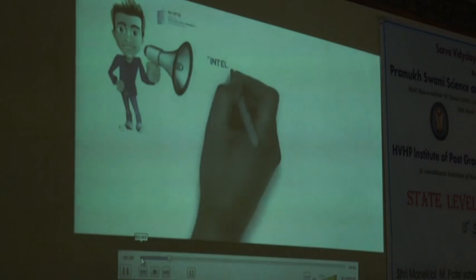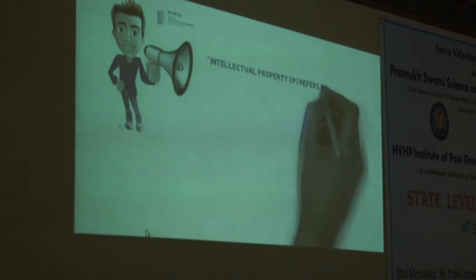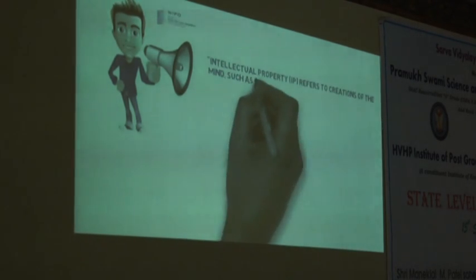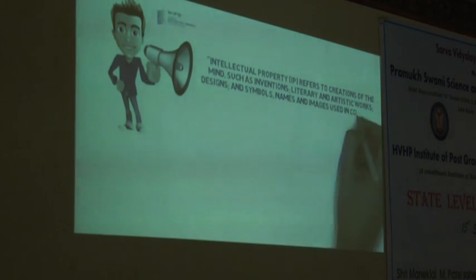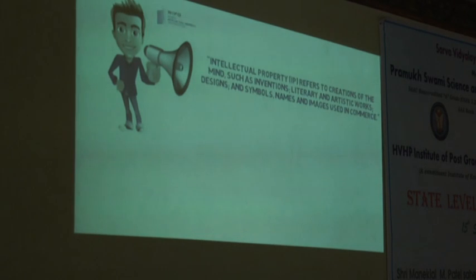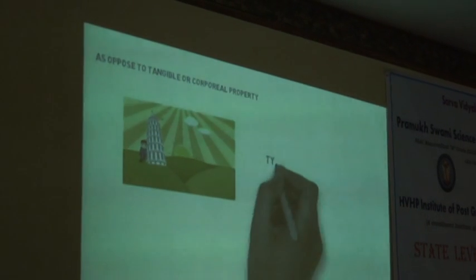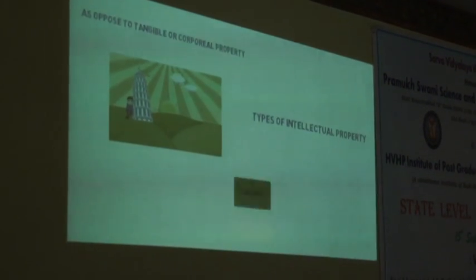World Intellectual Property Organization defines intellectual property as follows. Intellectual property, IP, refers to creations of the mind, such as inventions, literary and artistic works, designs and symbols, names, images used in commerce. Intellectual property, intangible or incorporeal property, does not have a physical substance as opposed to tangible or corporeal property, such as land, building, etc. Types of intellectual property.